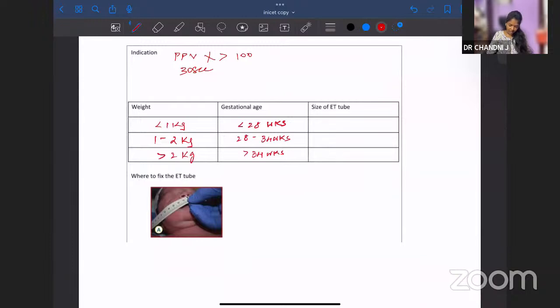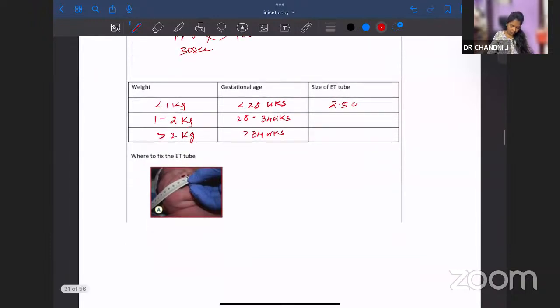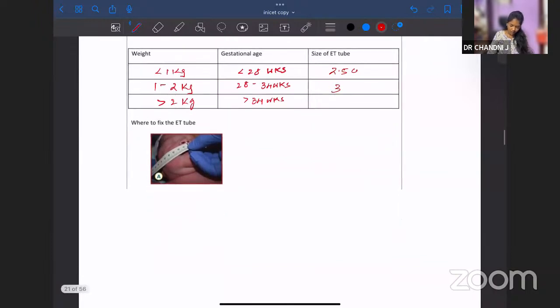Less than 1 kg, less than 28 weeks, the size you use is 2.5. 1.1 to 2 kg, 28 to 34 weeks, you use 3. More than 2 kg, more than 34 weeks, you use 3.5. So these are the sizes preferred in newborns.